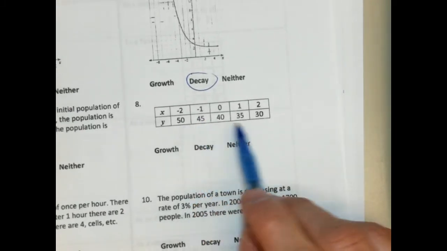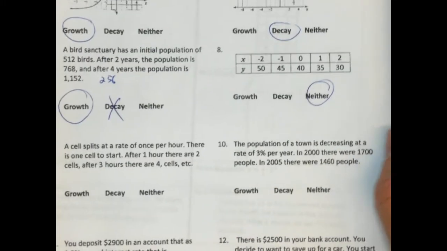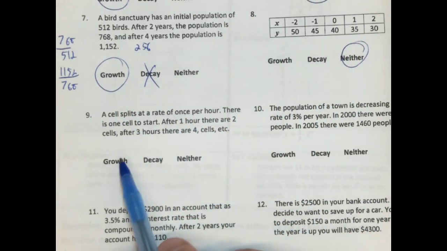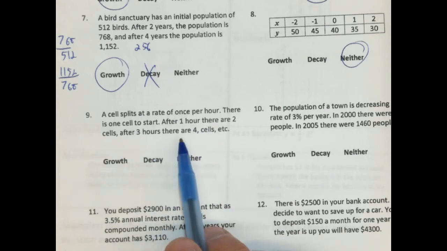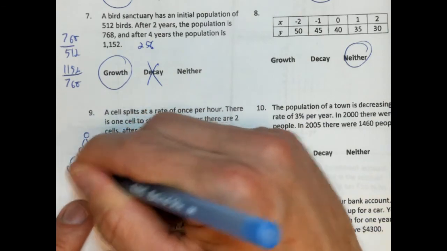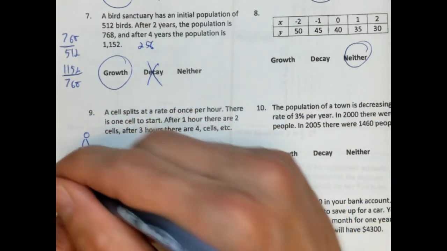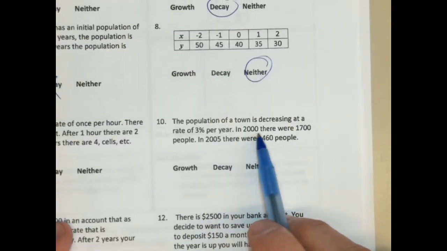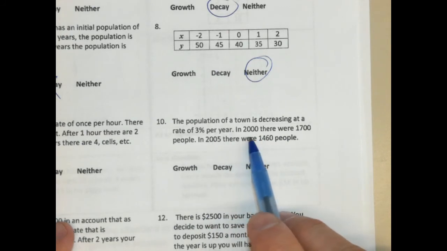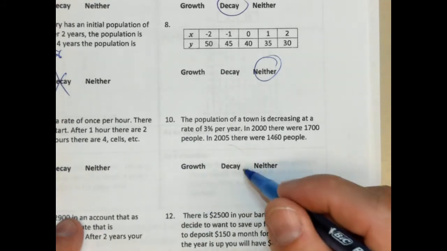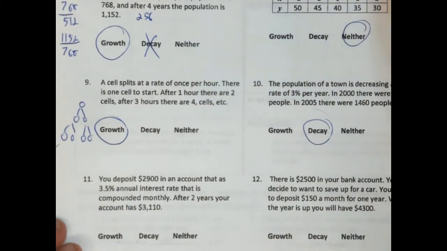Okay. Here, we're going down by 5 each time, so that's neither, because it's a constant rate of change. Number 9, a cell splits at a rate of once per hour. There's one cell to start, then there's 2, then there's 4. So it's splitting, right? We're starting with 1, then 2, then 4, and then 8, and yeah, that is the definition of exponential growth. The population of a town is decreasing at a rate of 3% per year, and 2000 gives us the number. Okay, so it's not a constant rate of change, it's a percentage, it's going down, therefore it is a decay. Not a place you want to live, apparently.